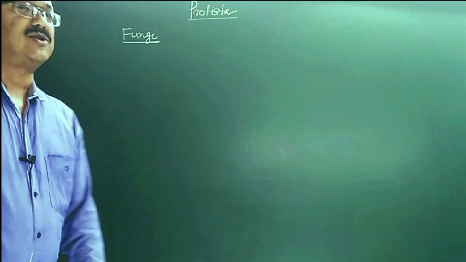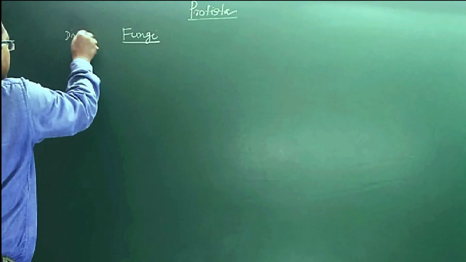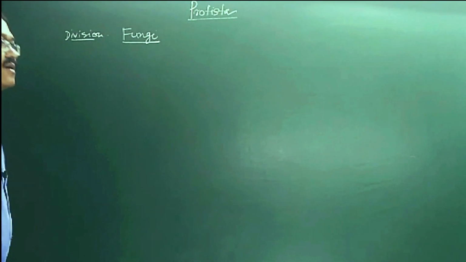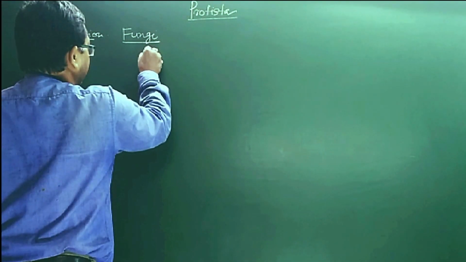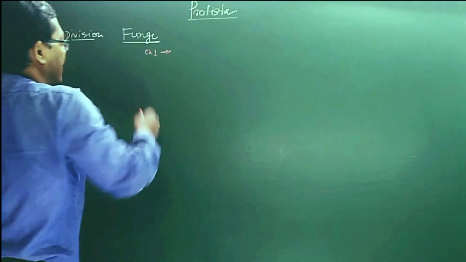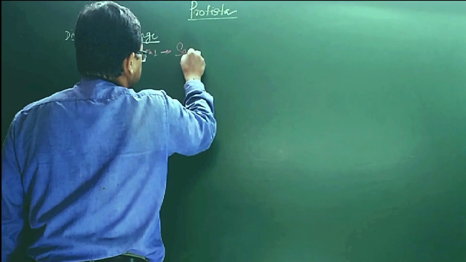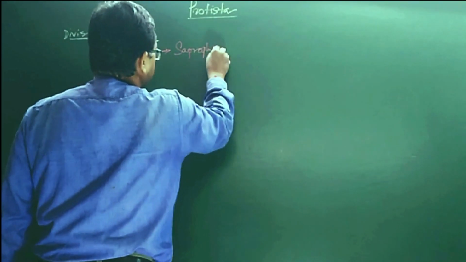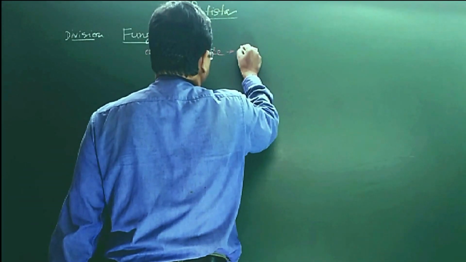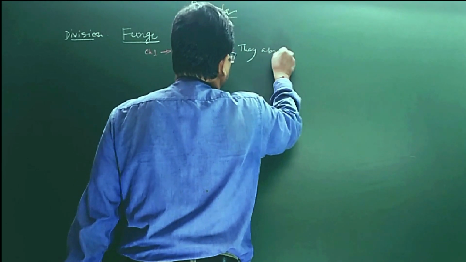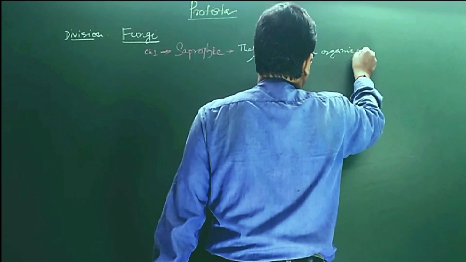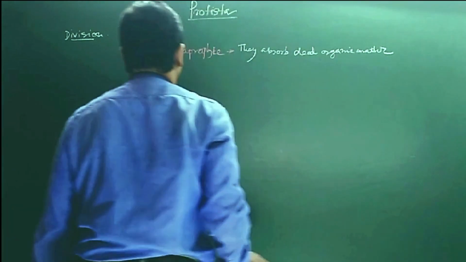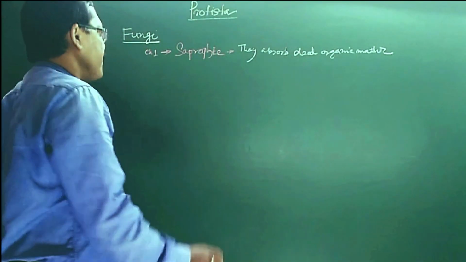This is the division fungi. What are the characteristic features of fungi? Most of the fungi, first character, most of them are saprophytes. Saprophyte means they absorb dead organic matter as nutrition. They grow in dead organic matter.